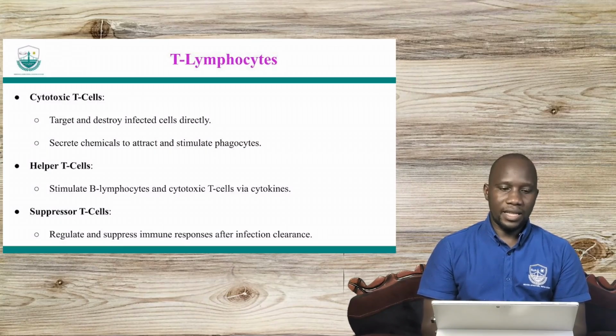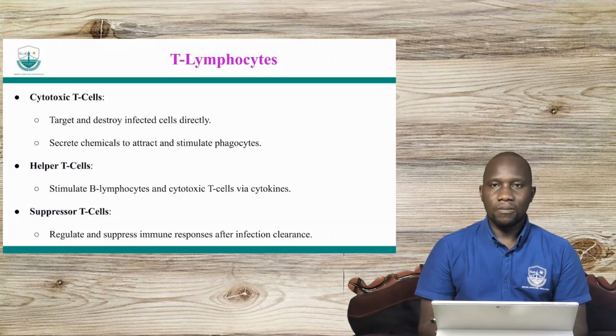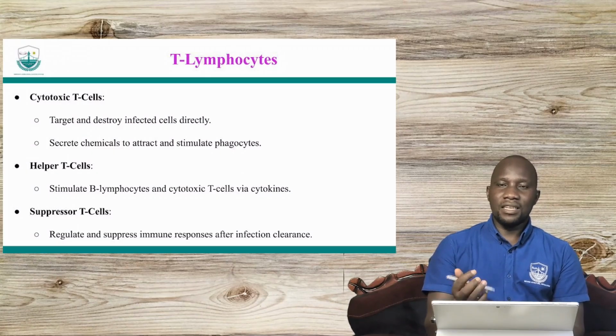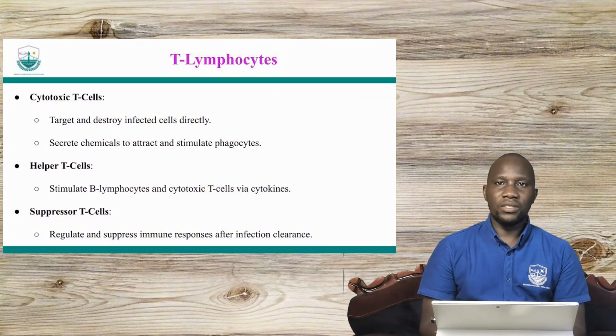T helper, just like how it sounds. The helper cells are very important in stimulating B lymphocytes and cytotoxic cells to release cytokines. Remember, these are what I call chemical messengers that help in activation and mobilizing other cells. And then suppressor T cells regulate and suppress the immune response after the infection has cleared.